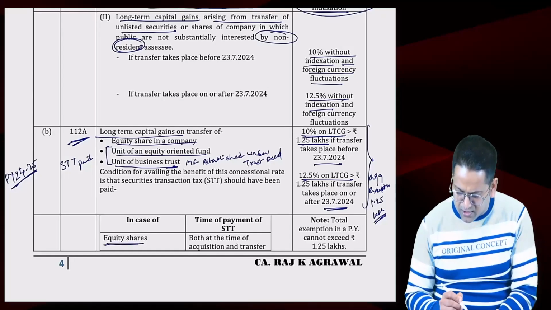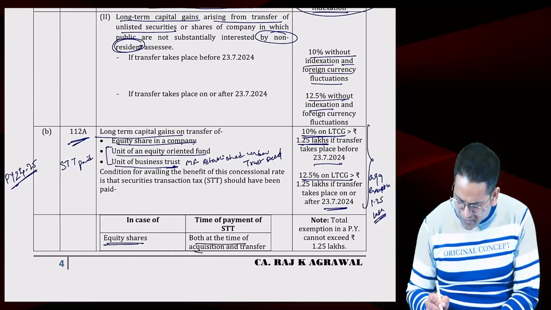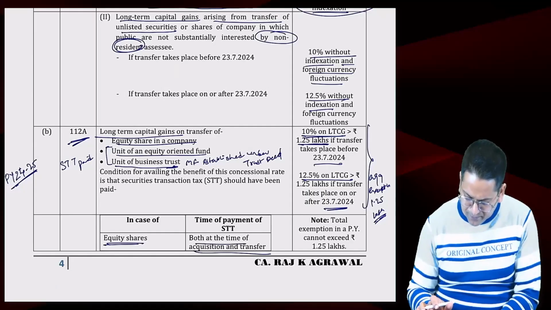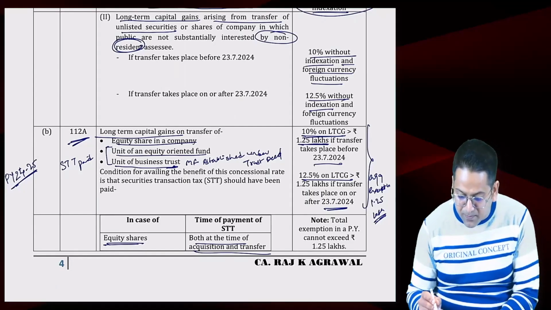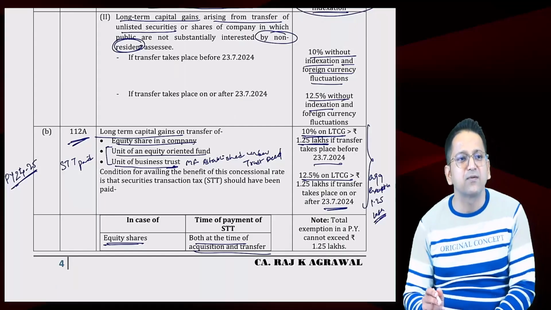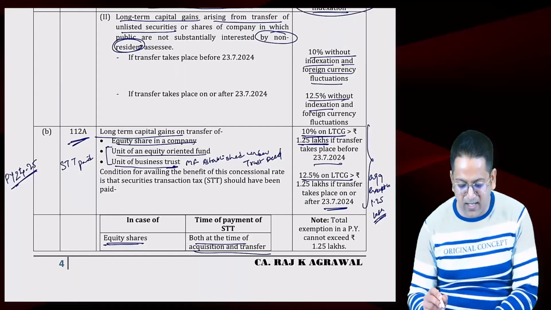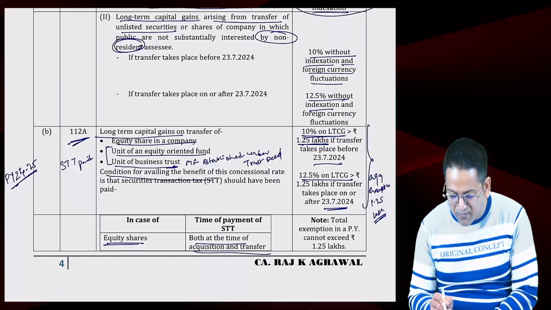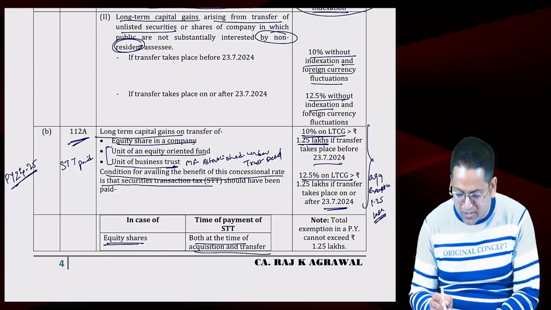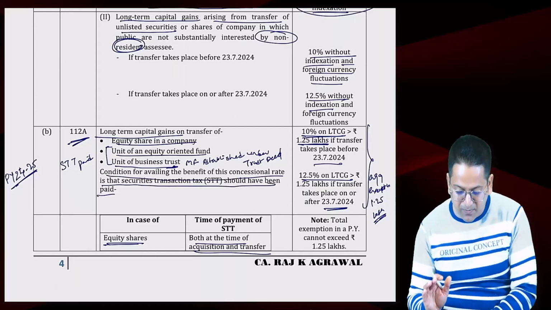In case of equity shares, both at the time of acquisition and transfer. Okay, what is the condition for this benefit? What was the tax rate otherwise? You know that otherwise the tax rate was 20%. In 112A, it used to be 10%. The condition for availing the benefit of the concessional rate is that securities transaction tax should have been paid. STT should be paid.